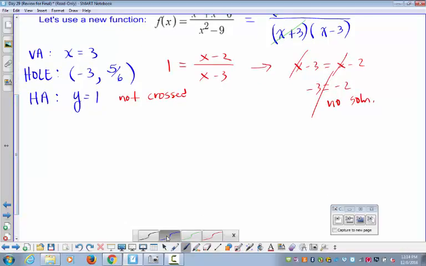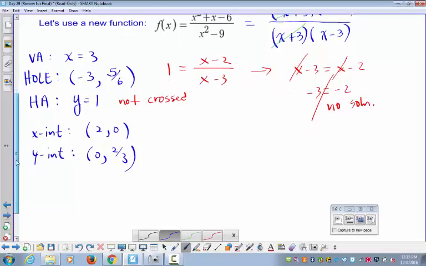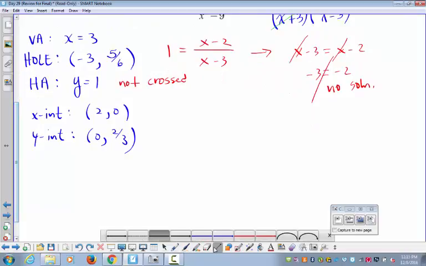Okay, x-intercepts. We look to the numerator for the 0 that's not the hole. So 2 comma 0, x-intercept. How about the y-intercept? Here it doesn't matter. We get 0 comma 2/3 in either place. So that's our y-intercept. And then I'll just sketch the graph.